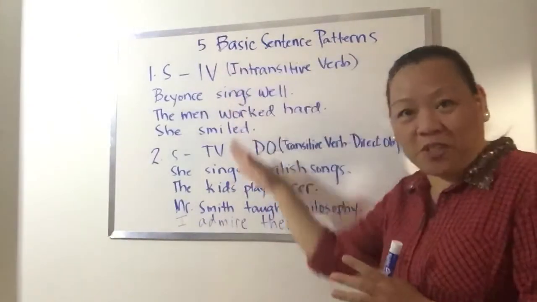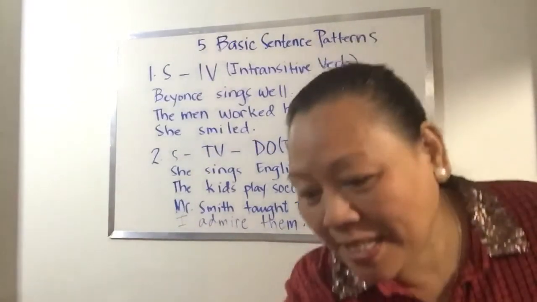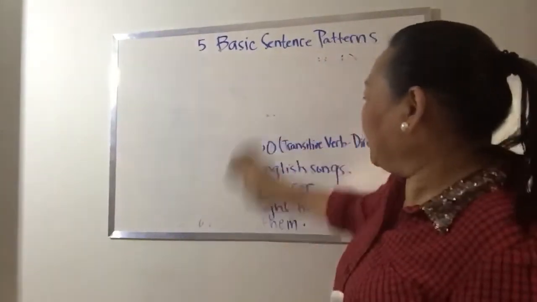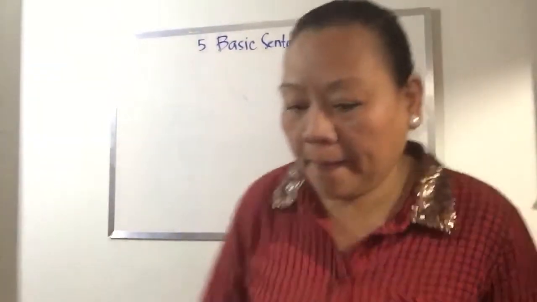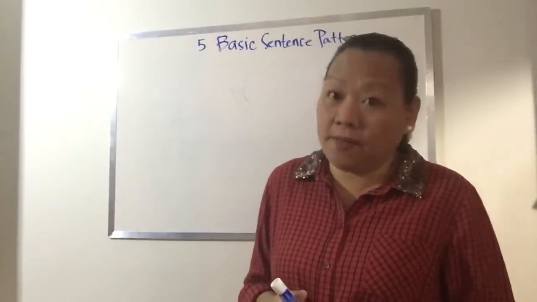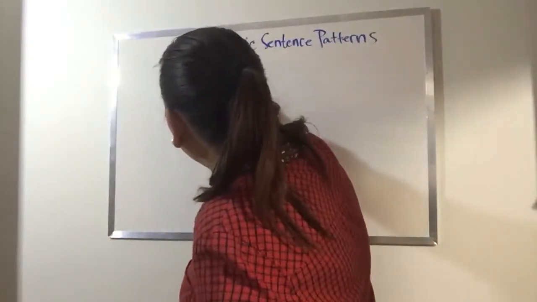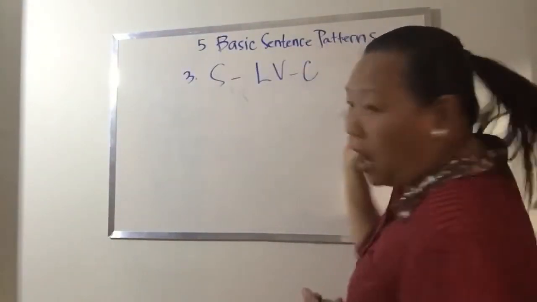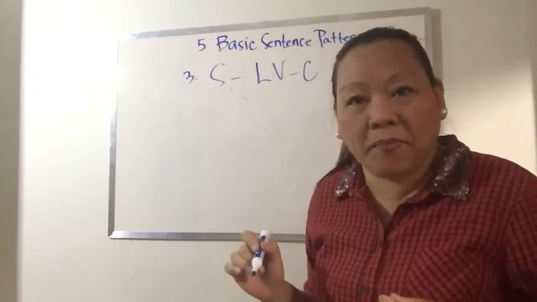Okay, I hope this is clear. So we already have the 2 basic sentence patterns. Let's continue with the third one. The third among the 5 basic sentence patterns is the subject, linking verb, complement. So number 3, subject, linking verb, complement. And complement is spelled with an E, not an I.